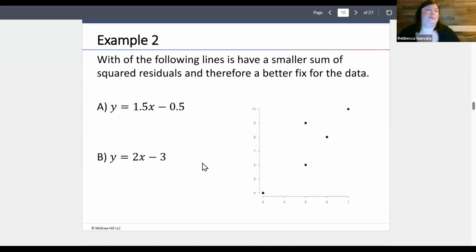So this is just an example to use. Which of the following lines has, wow, I was not doing good that day, has a smaller sum of squared residuals and therefore a better fit for the data. Actually, I remember somebody was talking to me, I was trying to make this. So we're going to look at A. I'm actually going to change this. So I'm going to make a grid here.